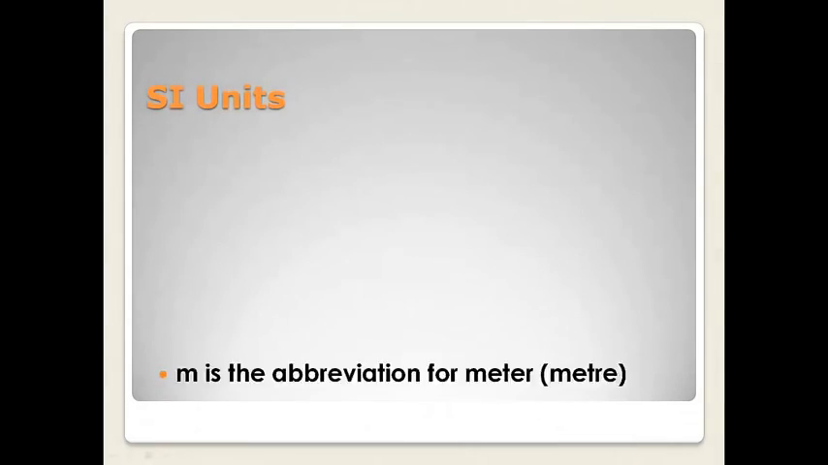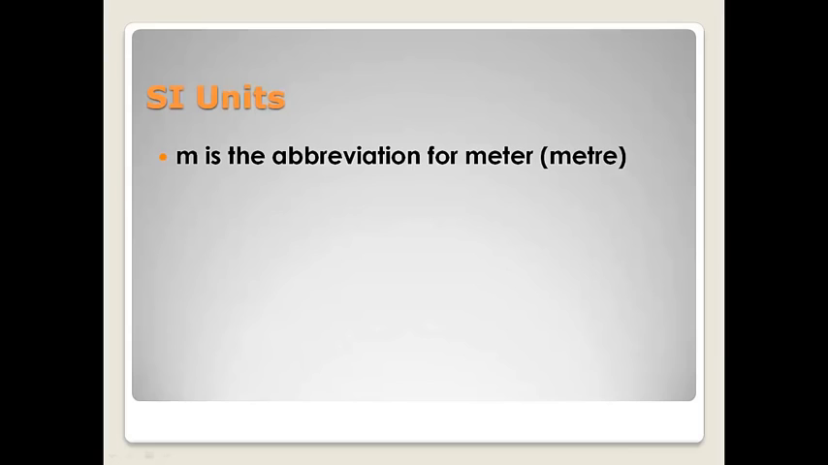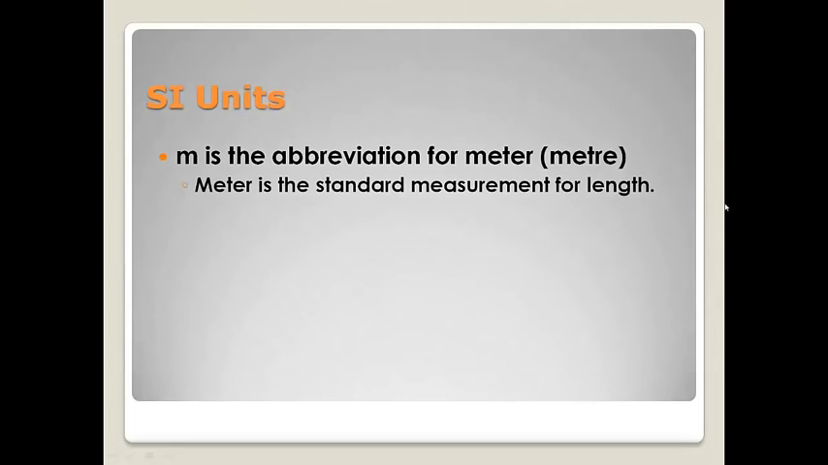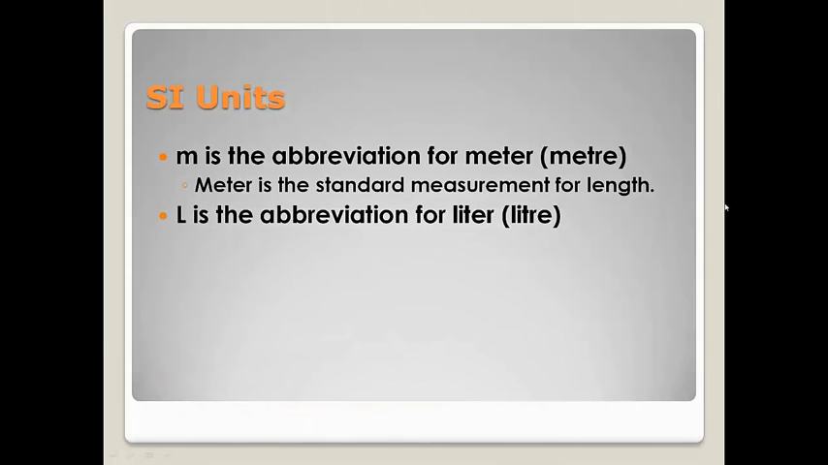So what do those letters stand for? Well, M is the abbreviation for meter, and sometimes it's spelled with an ER at the end, and sometimes it's spelled with an RE. In the United States we use the ER spelling. And a meter is the standard measure for length. It's a little bigger than a yard, but it's the measurement of length.